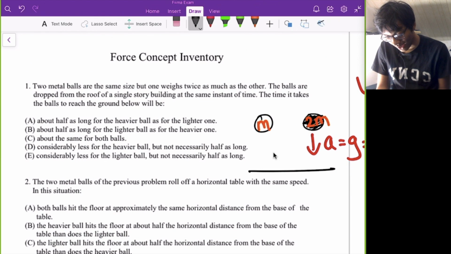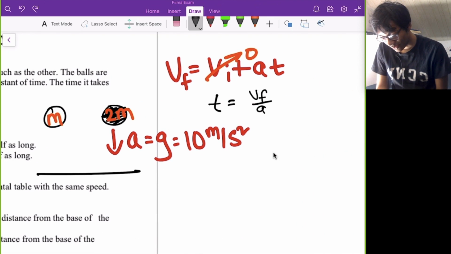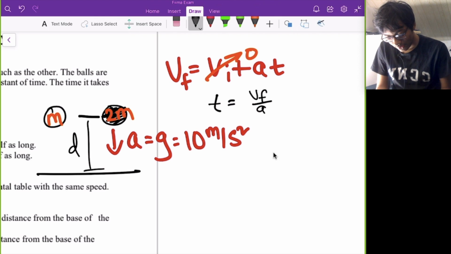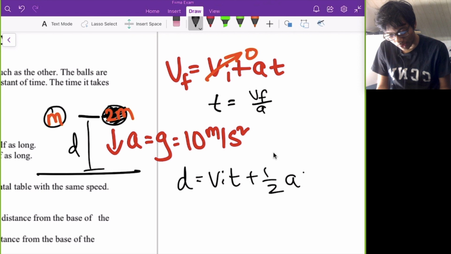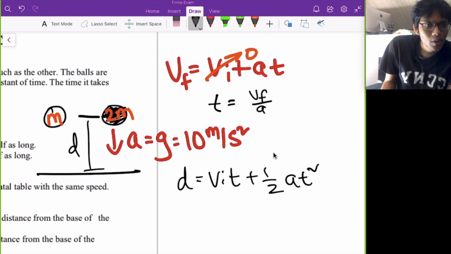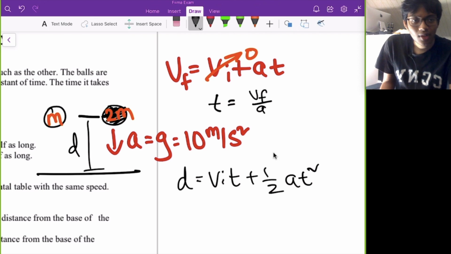But it says the balls are dropped from the same height, right? They're dropped from the roof of a single-story building. So let's say they're dropped from a distance of d. Okay, good. So now let's use this formula: d is equal to VIT plus half AT squared. By the way, you might be thinking, where did this formula come from? We're going to derive it in just a second.